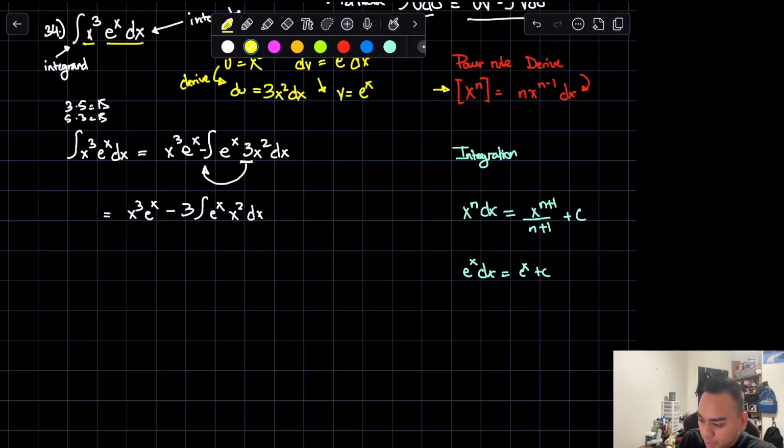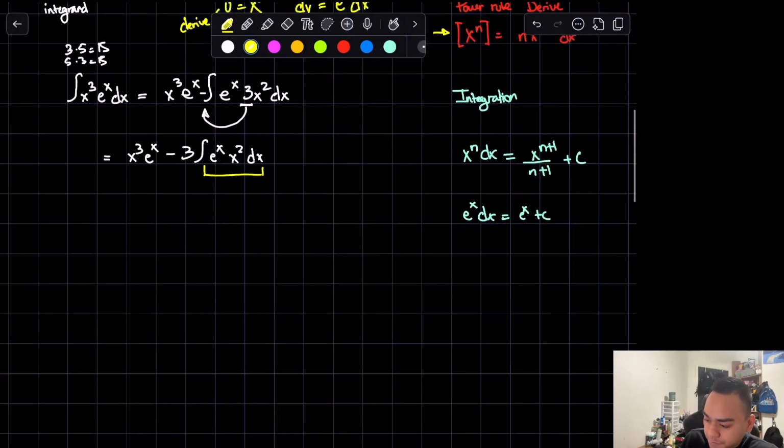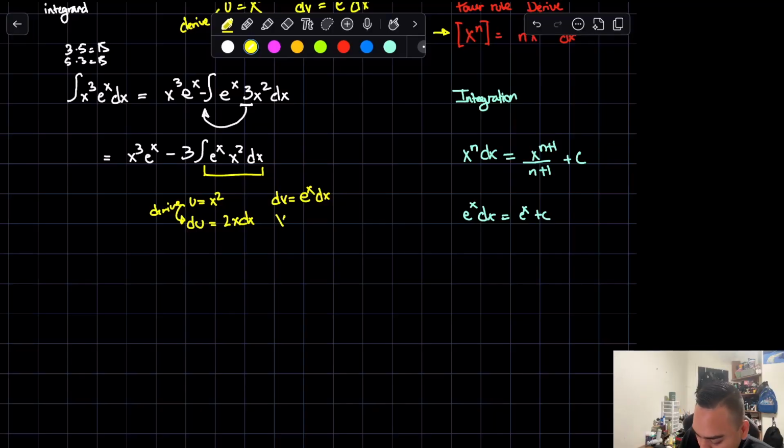So we identify the u, looking at this variable. We're going to let our u be x squared. Our du, remember this is derive, it's going to become 2x dx. Then our dv is everything else that's not x squared, so e^x dx. And our v just ends up becoming e to the x. If you're unsure how I got that, it's just integration.